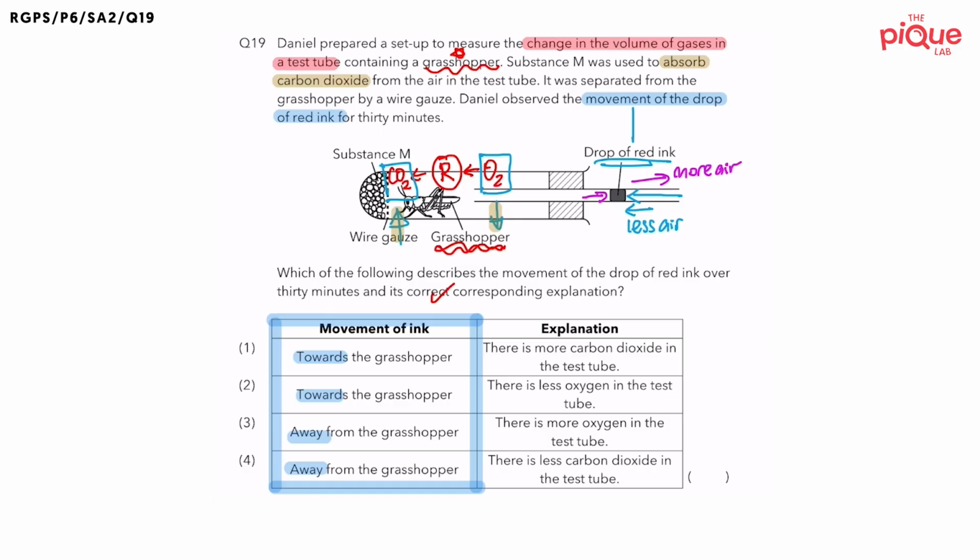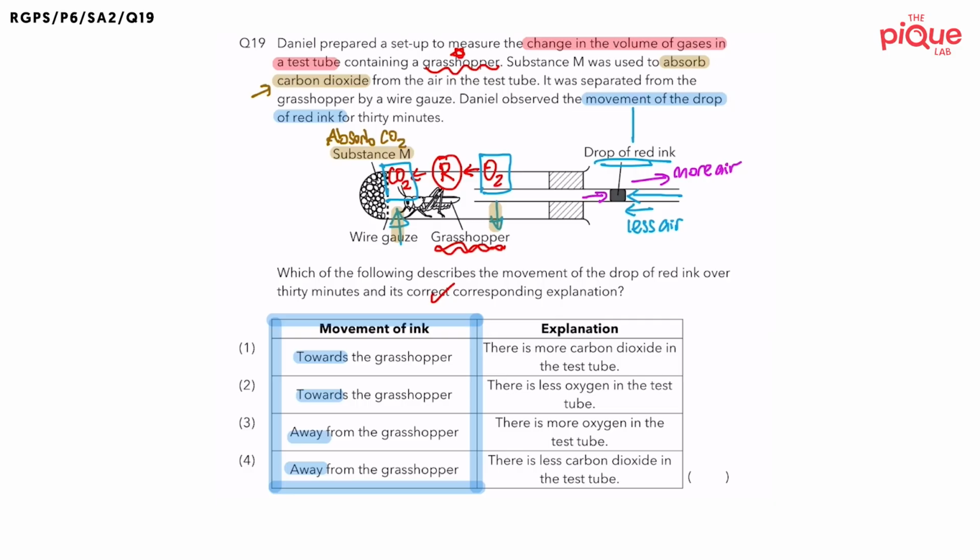Right, so other than the grasshopper, what else could be changing the volume of gases? We can shift our focus to substance M. Now, can you remind me again, what does substance M do in the test tube? According to what we have highlighted earlier, substance M absorbs carbon dioxide. So we can annotate it over here to remind ourselves that there is also substance M absorbing carbon dioxide.